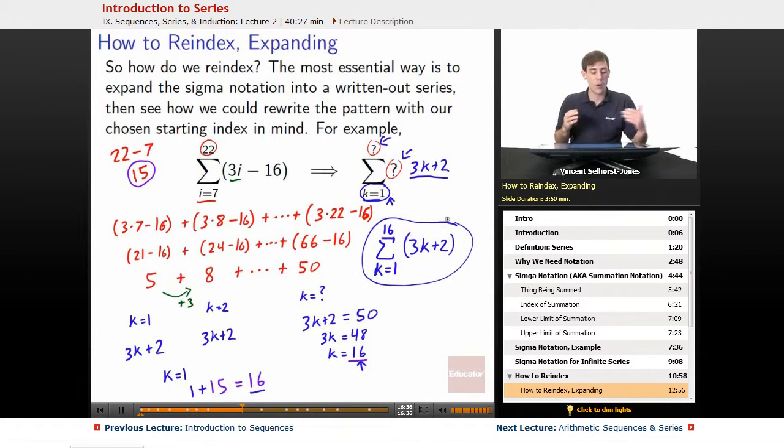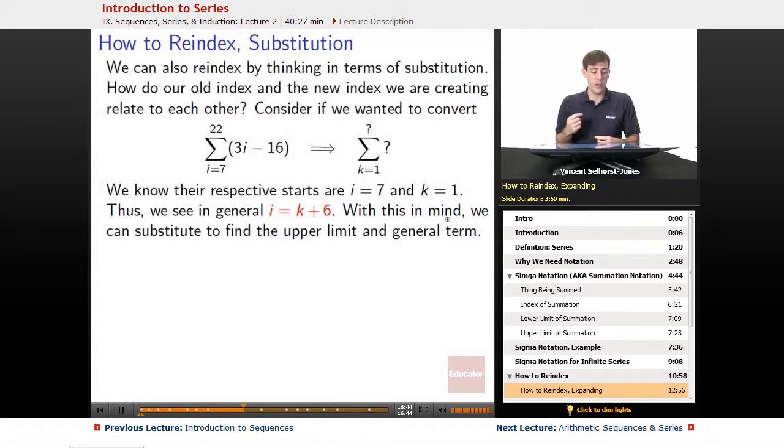We worked this out by expanding first. Expanding is a very specific way to see it. It's a great thing to do if you get confused by the problem you're working on. There's another way to do this, though. We can also reindex by thinking in terms of substitution. How do our old index and the new index we are creating relate to each other? We can think in terms of substitution.